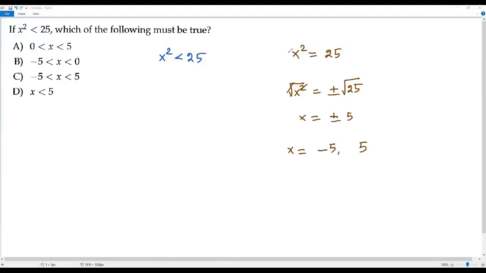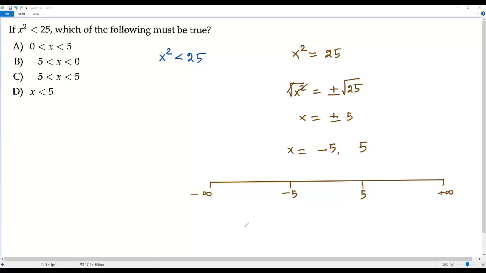Now I have to mark these two values, negative 5 and positive 5, on the number line. On the number line, on the left side, the extreme value is negative infinity, and on the right side, the extreme value is positive infinity. When I mark these two numbers, negative 5 should come first and positive 5 should come next.